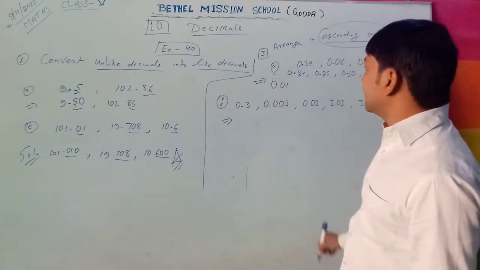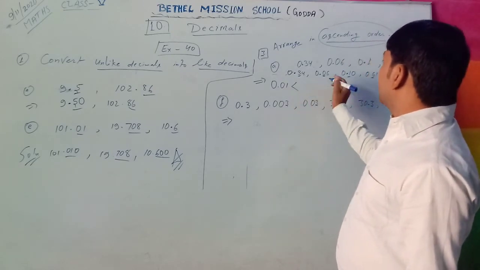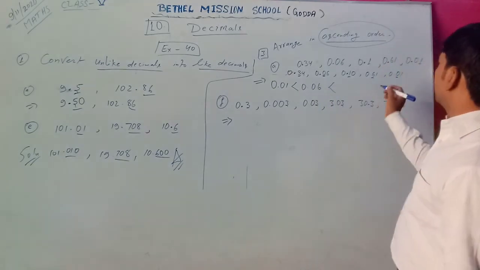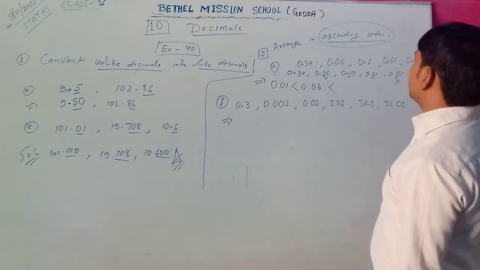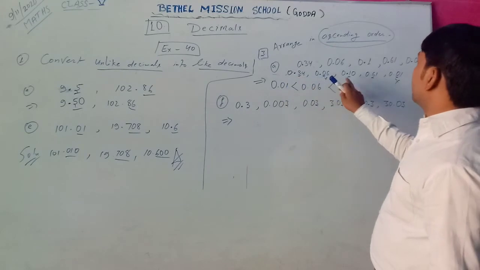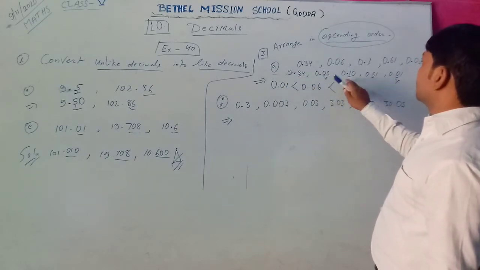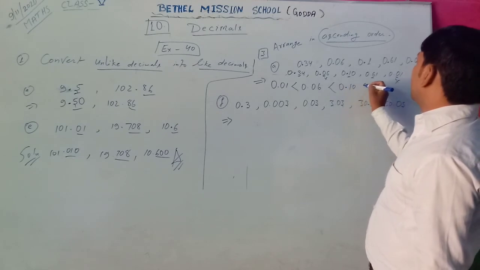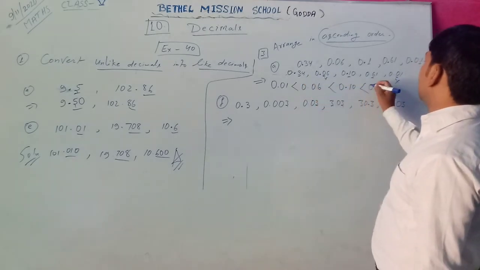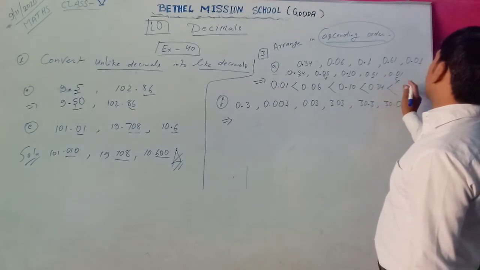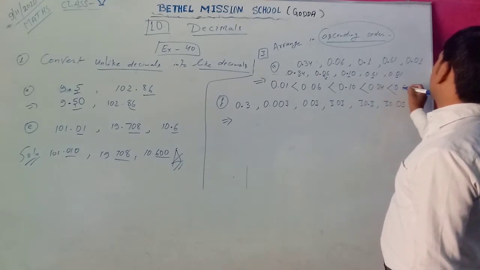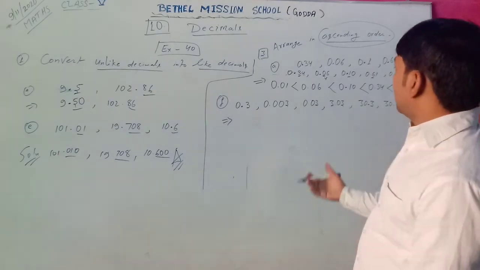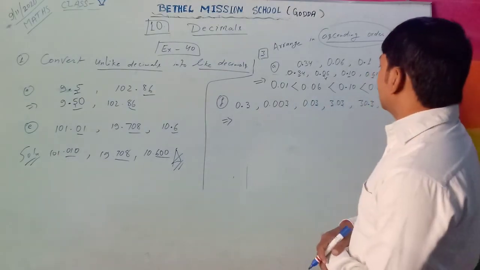0.01 first we write. Then which one? So we will write 0.06, and now 2 numbers are used. Now 0.3 or 0.1 or 0.6. This one is smaller, 0.10, now 0.34, and at last 0.61. Okay, so this is the answer. This is ascending order.